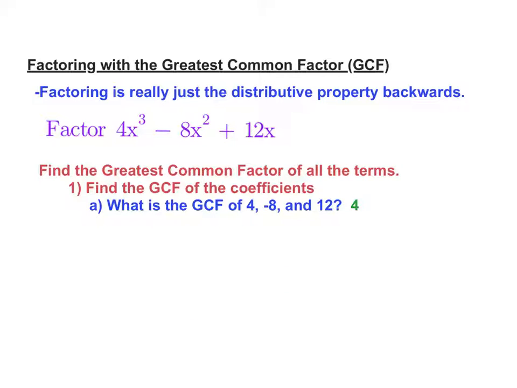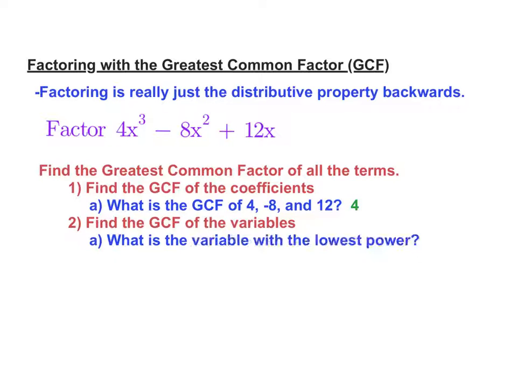There's my 4, my greatest common factor of the coefficients. Now, with the variables, first of all, that variable has to be common in all of the terms, and second of all, it's just whatever the lowest power is. Okay? So when I'm finding the greatest common factor of the variables, I'm just looking for the variable with the lowest power, assuming that they're all in common.